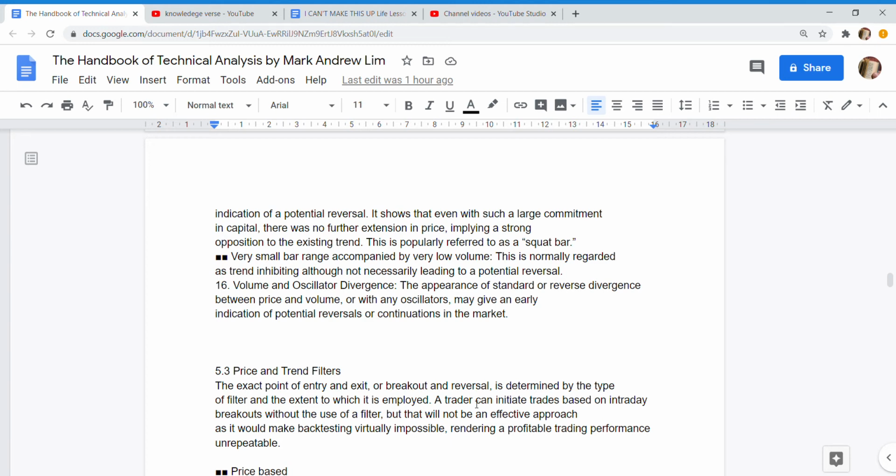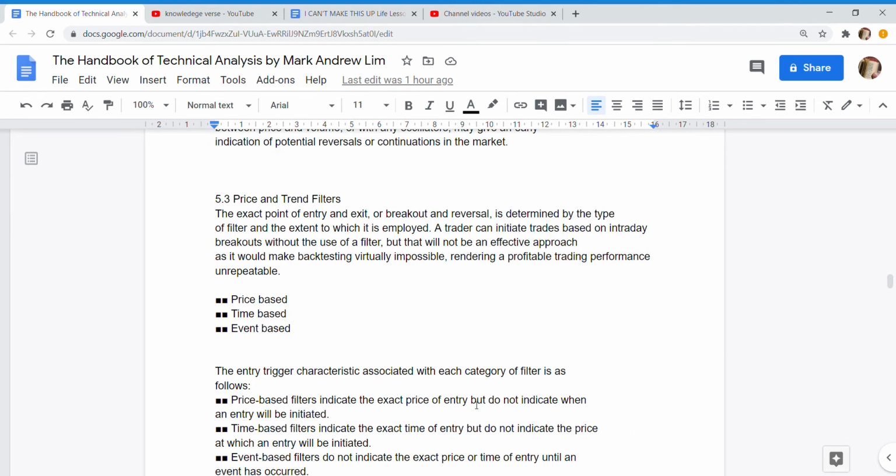5.3. Price and trend filters. The exact point of entry and exit, or breakout and reversal, is determined by the type of filter and the extent to which it is employed. A trader can initiate trades based on intraday breakouts without the use of a filter, but that will not be an effective approach, as it would make backtesting virtually impossible, rendering a profitable trading performance unrepeatable.